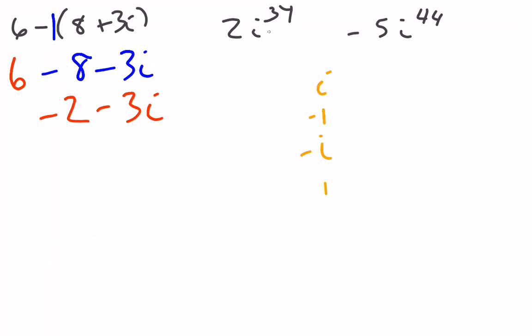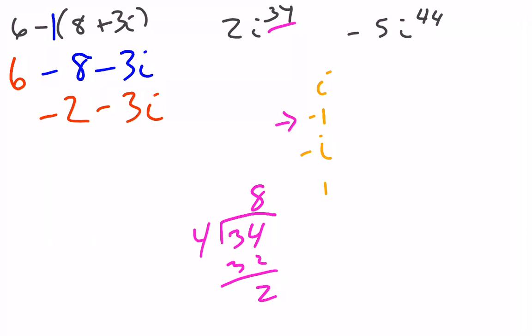So my first problem, I'm looking at i to the 34th. So 34 divided by 4, 8, 32, gives me a remainder of 2. So I'm looking at the second number in my cycle, -1. So that means that I can replace i to the 34th power with -1. So this will give me 2 times -1. So my final answer would be -2.